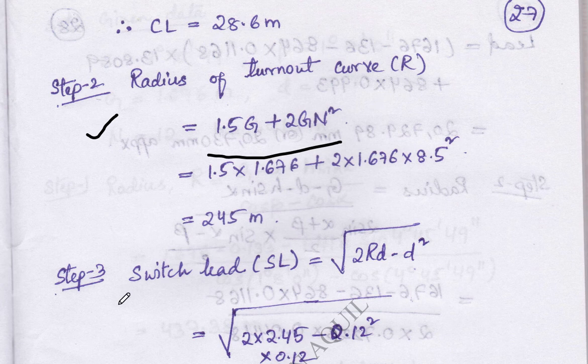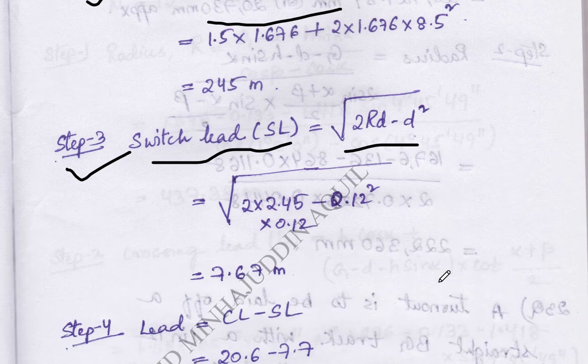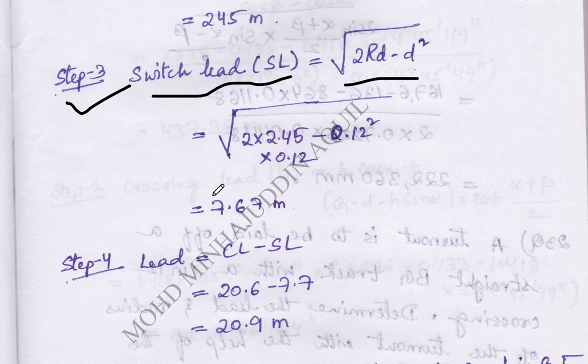Now, moving towards the next step. In this step, we are calculating switch lead SL, which can be calculated by the formula under root 2 into capital R into small d minus d square. R is radius, d is diameter. We have all the values, just substituting, we get SL, that is switch lead.